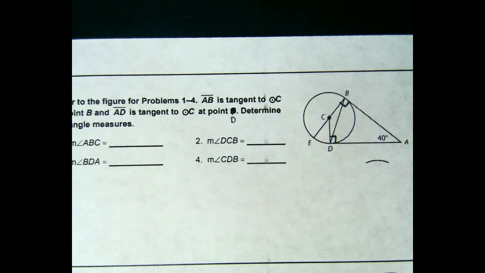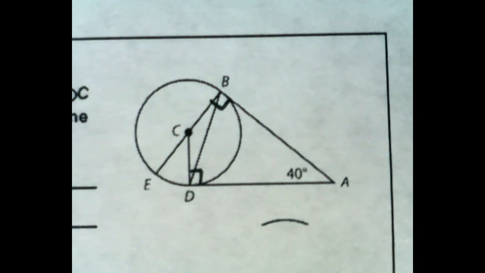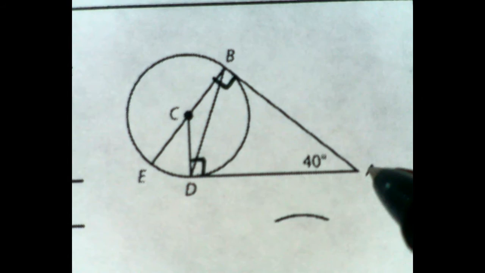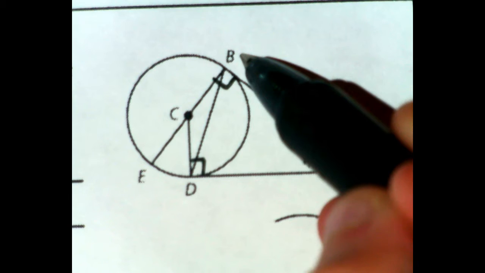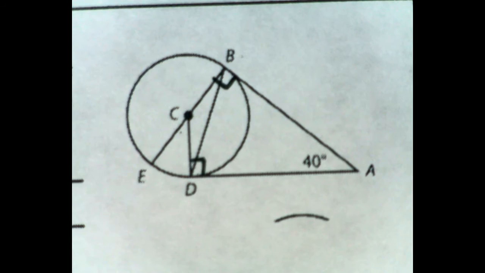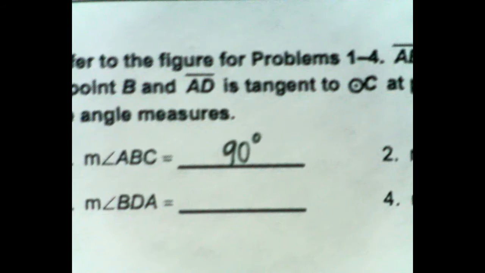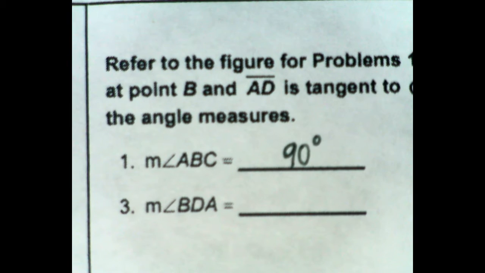Alright, so here's what I need to figure out. I'm going to zoom in on the picture instead of the questions. Number 1 says we are supposed to find the measure of angle ABC. It's 90 degrees because of the tangent radius theorem. So ABC is 90 degrees.